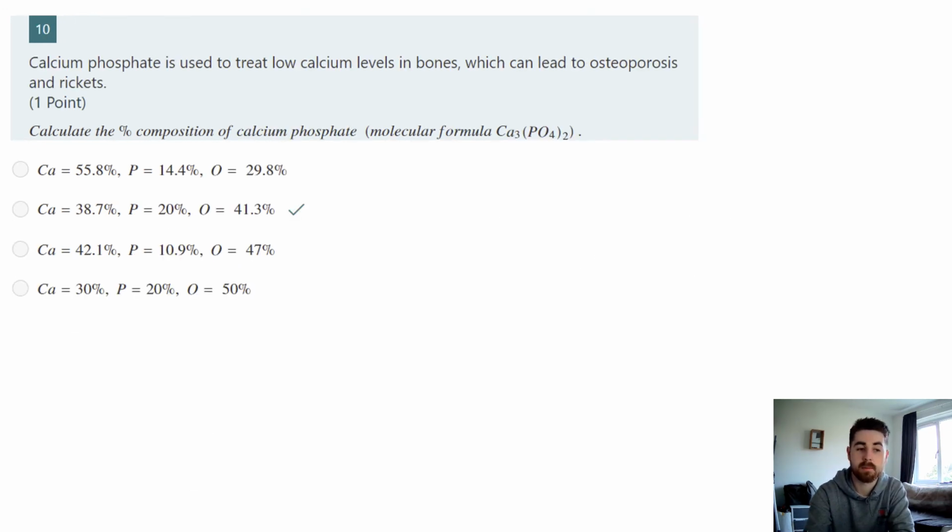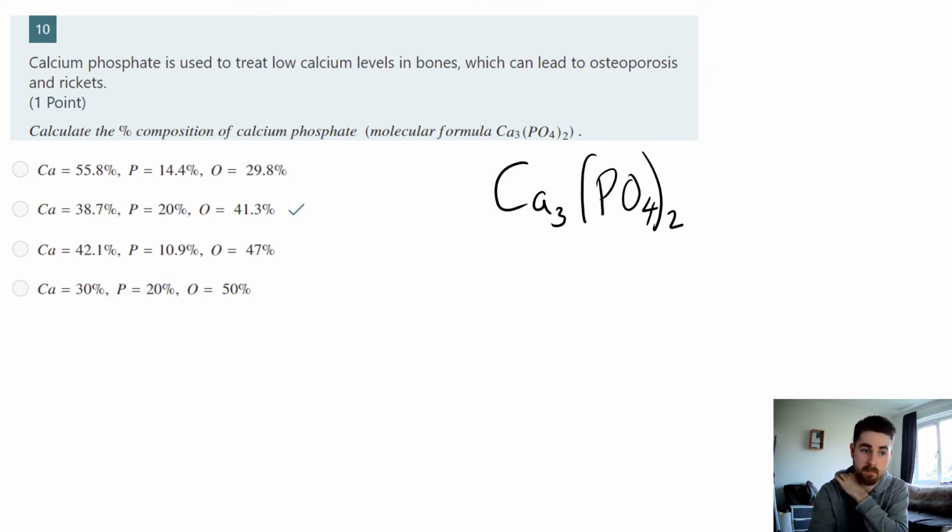Okay, question 10, doing the same as what we did in question 9, but this is a trickier question, probably the trickiest question of the whole quiz. So what we have to do is work out the gram formula mass of calcium phosphate first and foremost. So Ca3(PO4)2. So what people may have tripped up on is ensuring that the correct number of atoms were accounted for. For example, we have here 3 calcium atoms. So that's 40, which is the mass of 1 calcium atom, multiplied by 3.